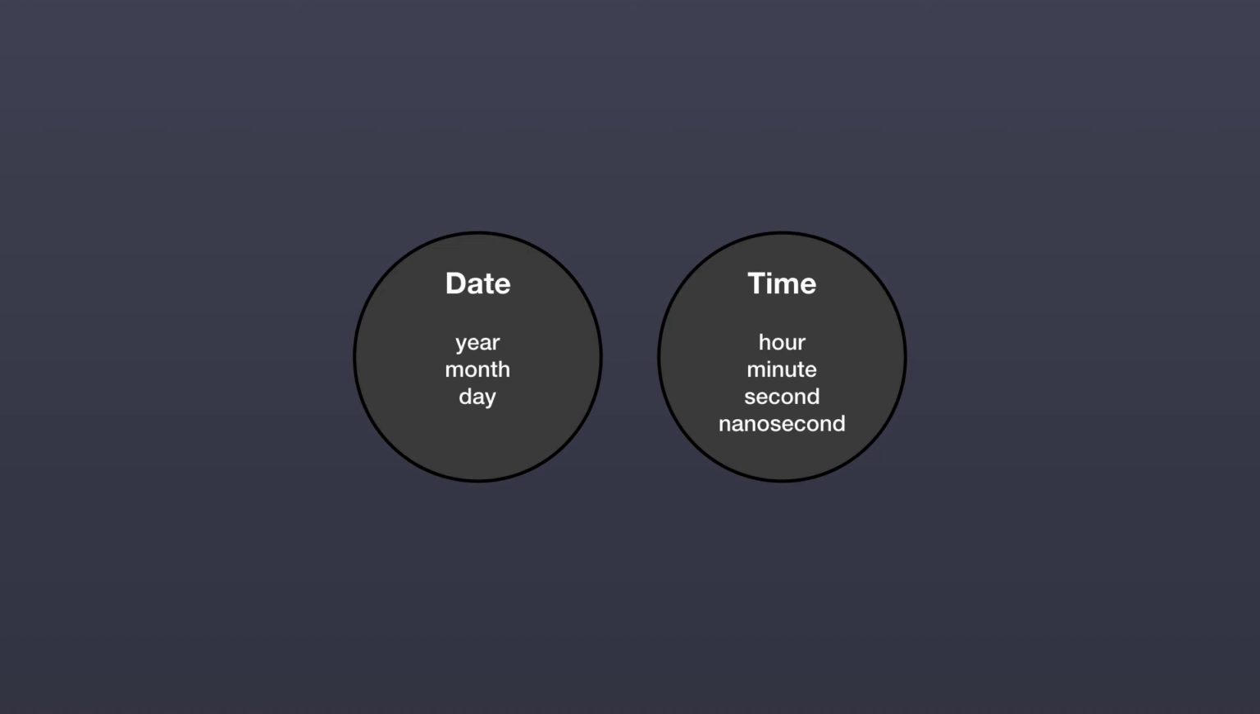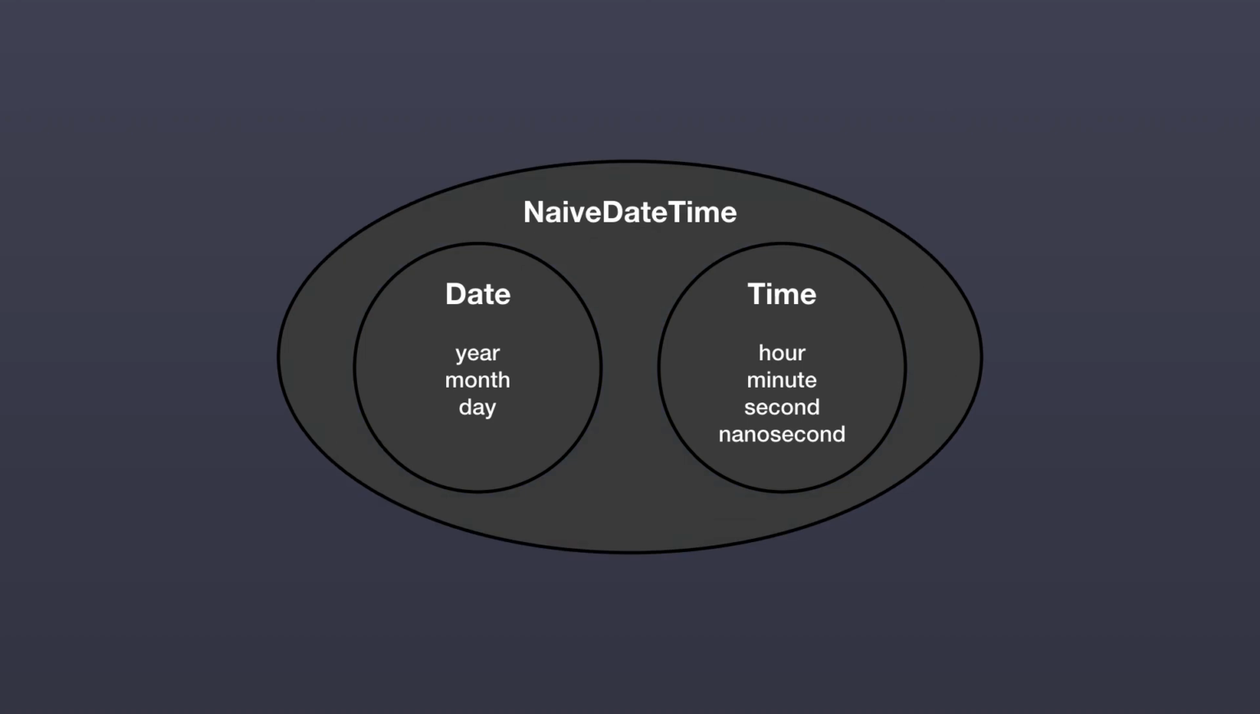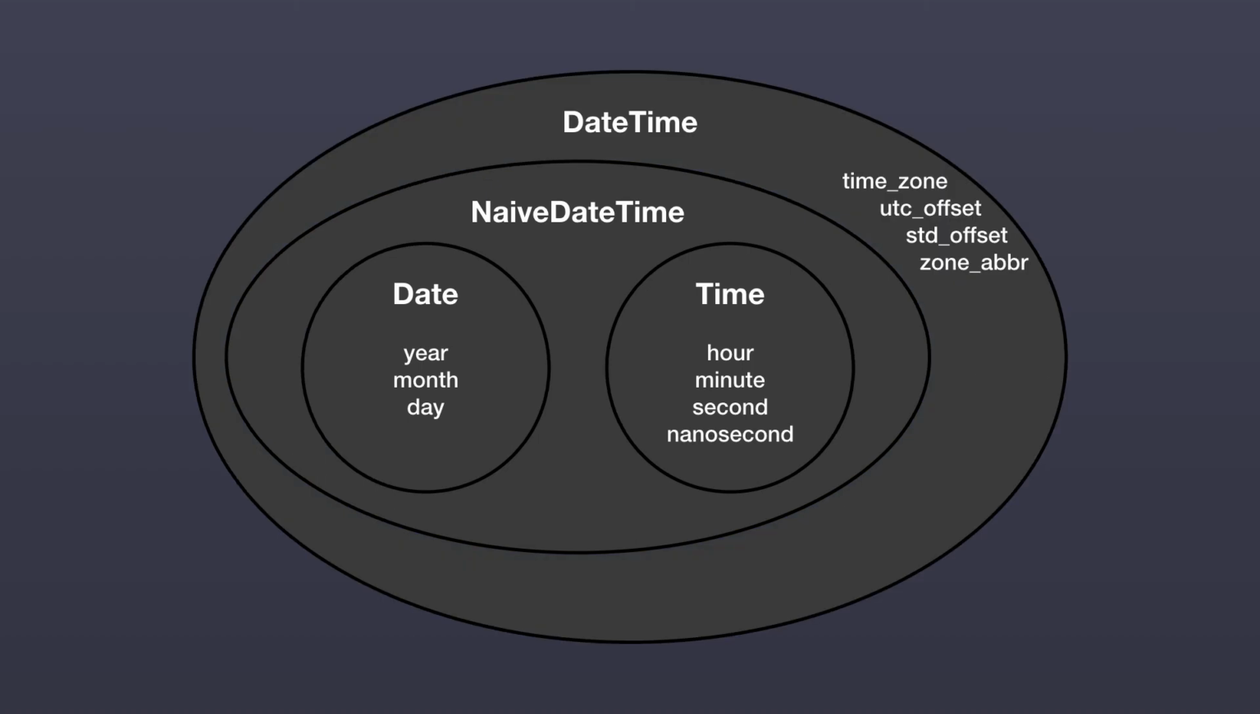The next is actually a combination of both. So we have NaiveDateTime, and this is basically just treating both of those values as one actual value unit. If you need to keep track of that, know that NaiveDateTime does not have a time zone. So for that, we would actually create a DateTime structure, and that would introduce time zone, UTC offset, standard offset, and the zone abbreviation. And this is kind of where time zone as a loaded term can come into play. Now, a thing to remember is that all this was not present for Elixir 1.0.